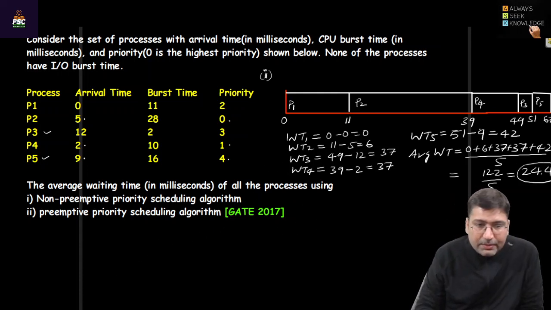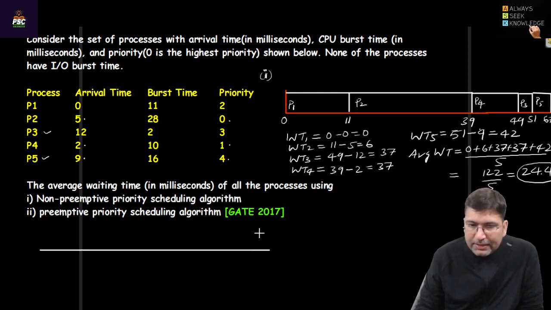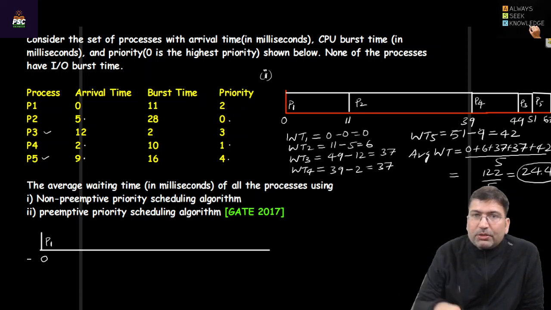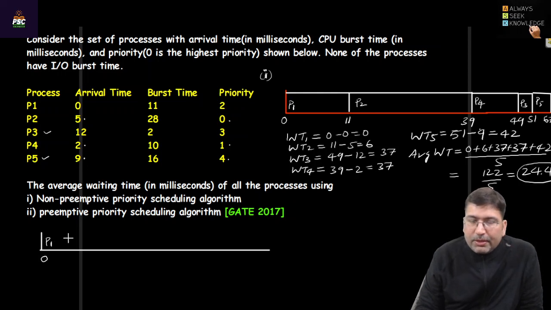Now let's draw the Gantt chart for the second case. The second case was asked in the GATE exam. So let's draw the Gantt chart. At the 0 moment, P1 will be scheduled because there is only P1 in the queue. But remember, this is preemptive scheduling, so when any higher priority process arrives, the running process will be preempted. P1 will execute only till 2, because the arrival time of process 4 is 2.